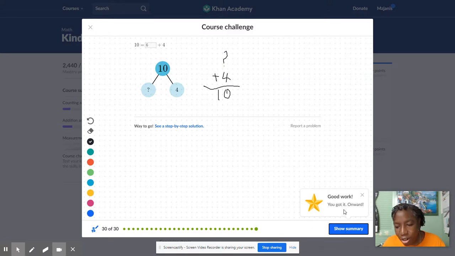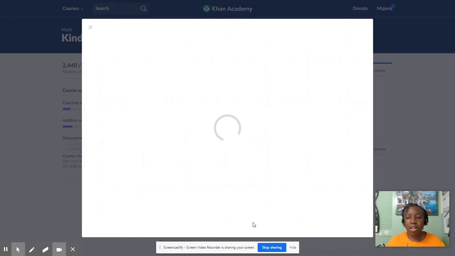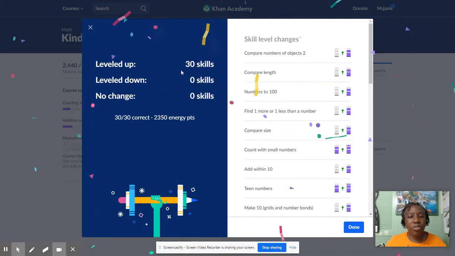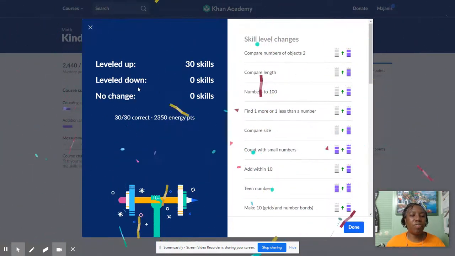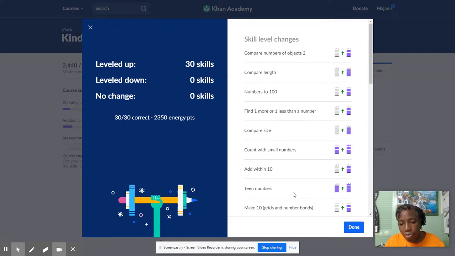Okay, good work. You got it. Onward. Okay, show summary. So leveled up 30 skills, leveled down, no change, 30 out of 30 correct. You got 2,350 energy points. Teen numbers, add within 10, count with small numbers, compare sides, find one more or one less than a number, numbers to 100, compare length, all of the things that you did, very little bit of the grid, make 10 grids and number bonds.